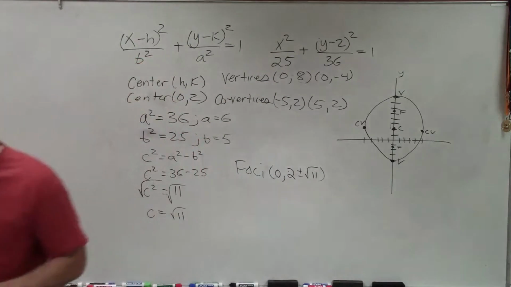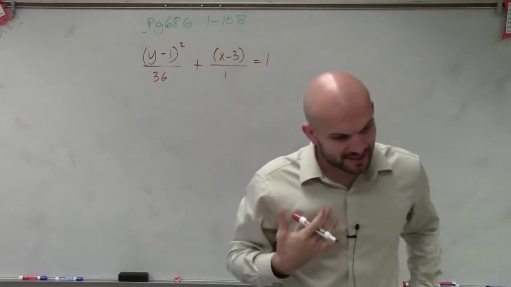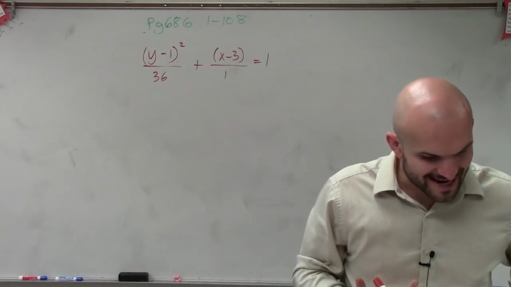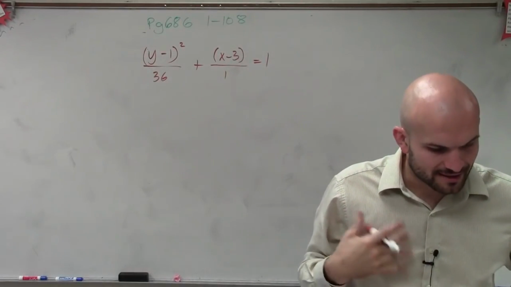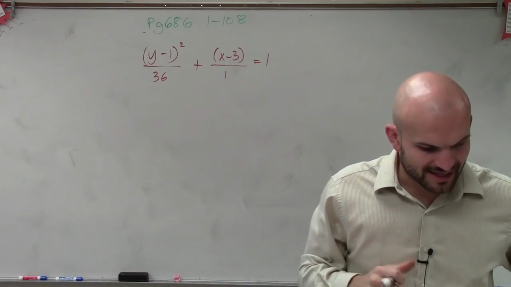For this one, what they're asking us to do is find the coordinates of the center, the foci, and the lengths of the major and minor axes for the ellipse with the given equation.